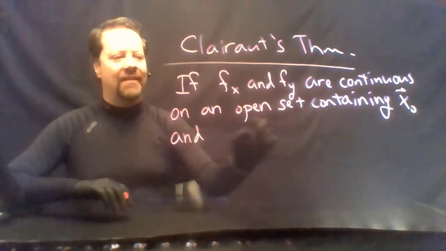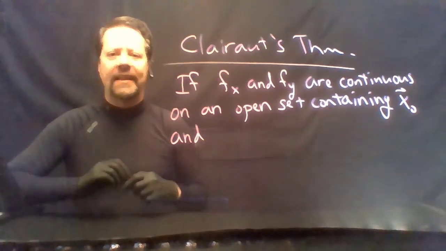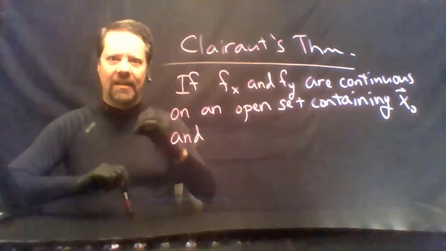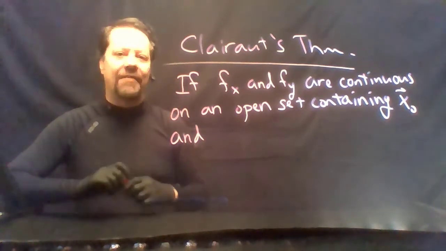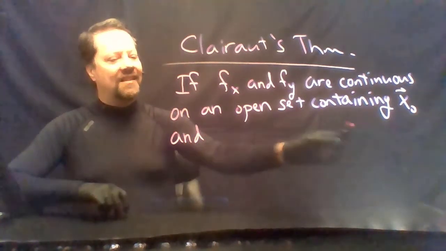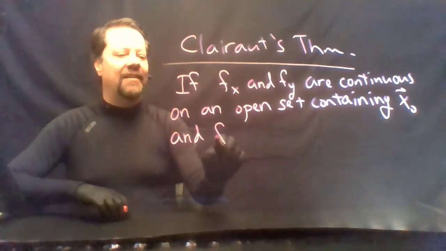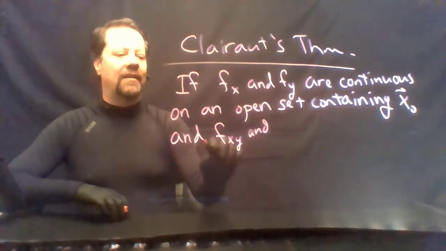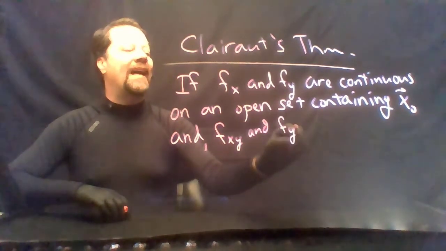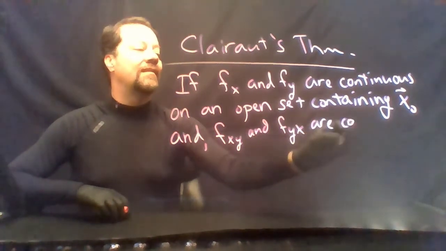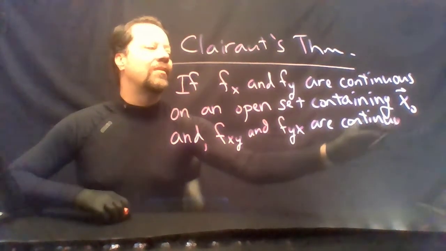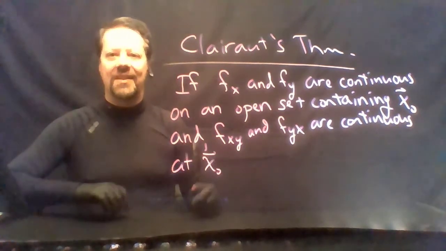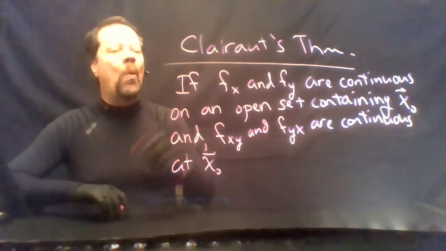So it's interesting that the topology of the set is important. It can't be a closed set. It has to be a set that's fat, a set that contains these little open balls. You can stuff it full of grapes. Containing x naught, and fxy and fyx are continuous at x naught. So they exist and are continuous at this point.